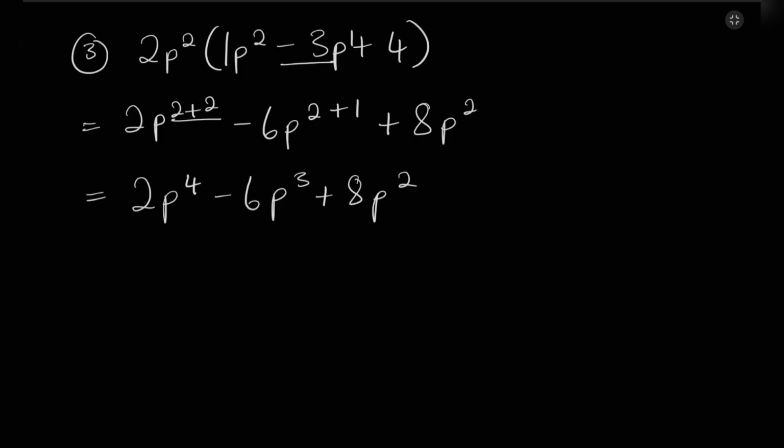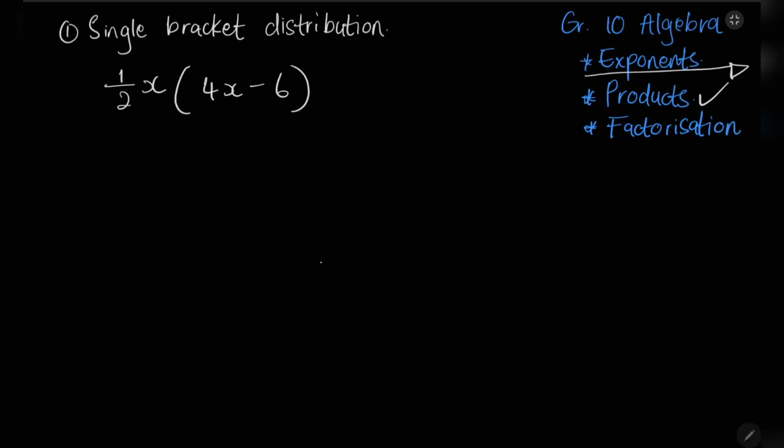Let's try the fourth example. 1 over 2x, in our bracket, we have 4x minus 6. This is the fourth example. So we should say 1 over 2x times 4x. I won't show all the steps this time. By now, you guys should know how to solve this. So it's 1 over 2x times 4x. 1 over 2 times 4 should give you a 2. X times x is x squared.